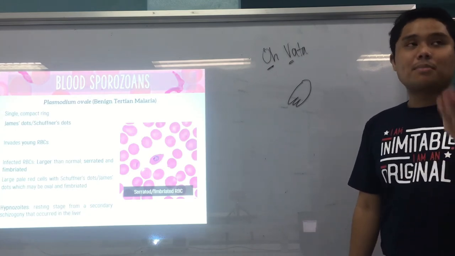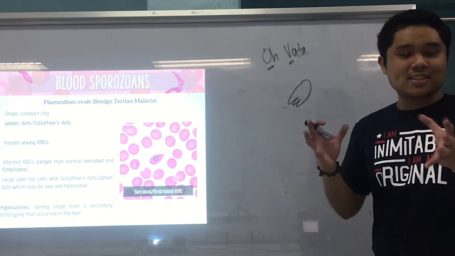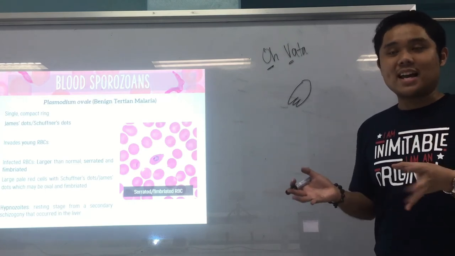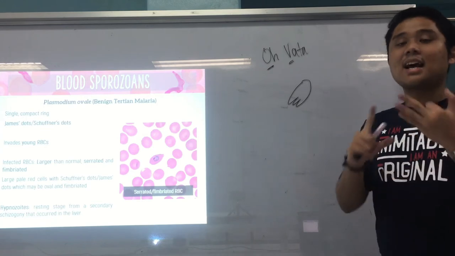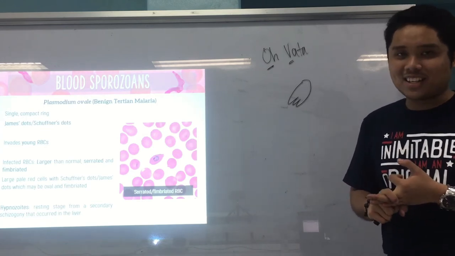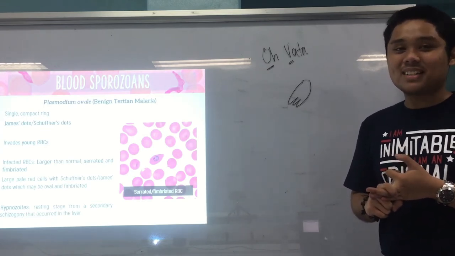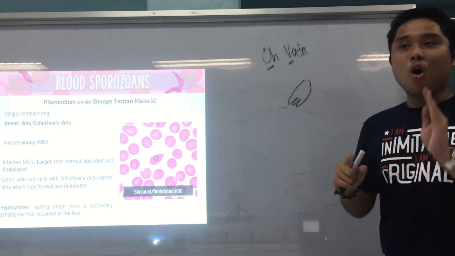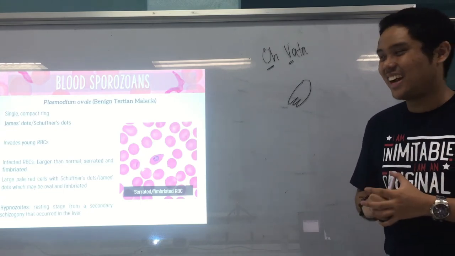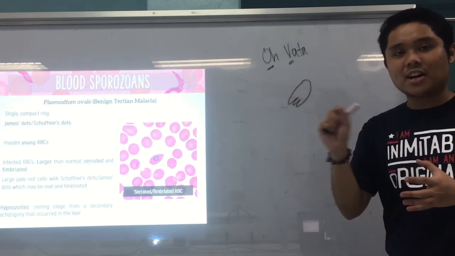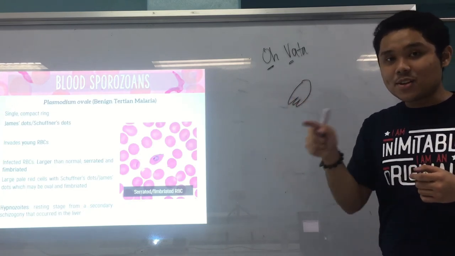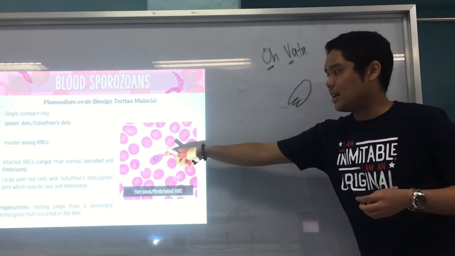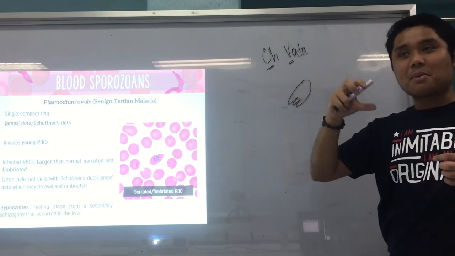Same with Plasmodium vivax. As I mentioned, they always come together, vivax and ovale. They have hypnozoites, they can also have Schuffner's dots, and they like kiddie meals. They like young RBCs. And again, for Plasmodium ovale, the defining characteristic is RBCs that are serrated or fimbriated. As you can see, they have protrusions, like a tail.